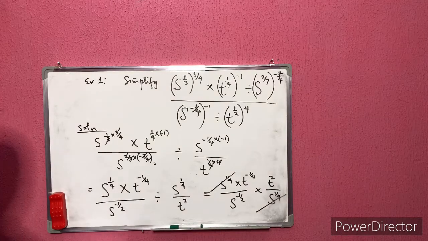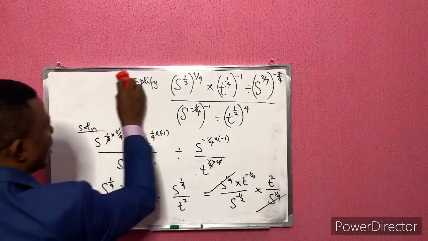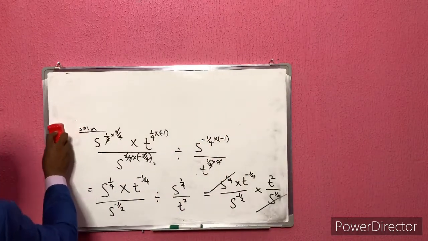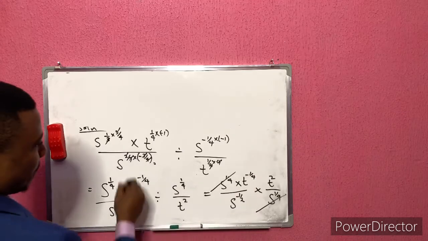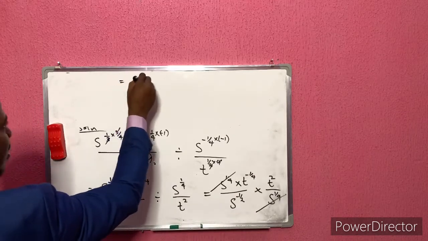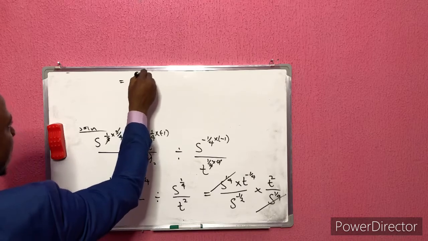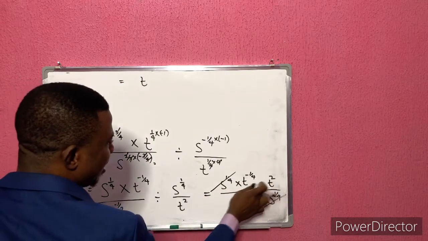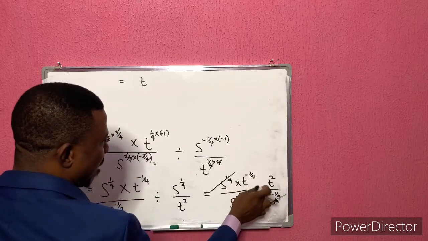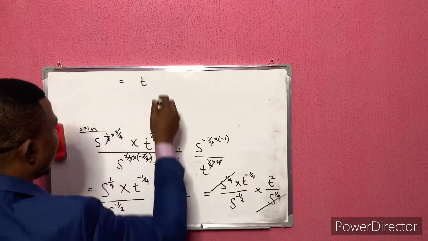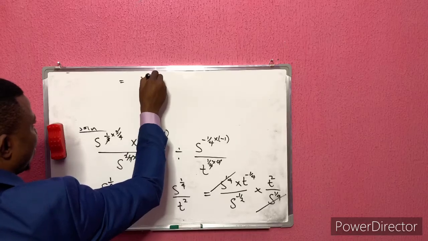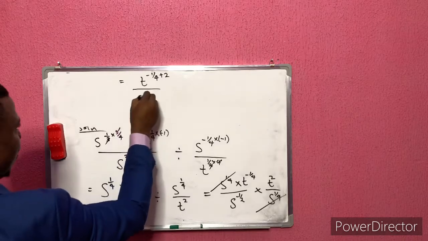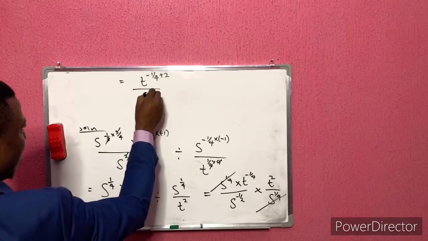What do we have remaining? We have t power, this is t and this is t, the same base. What do we do to the power? By multiplication, we're going to add up. You have minus 1 over 4 plus 2 all over x minus 1 over 2.